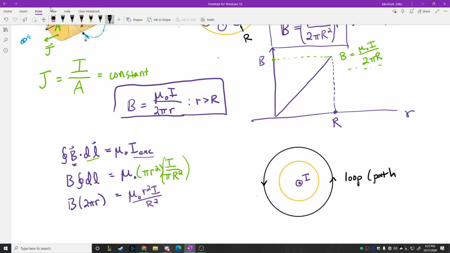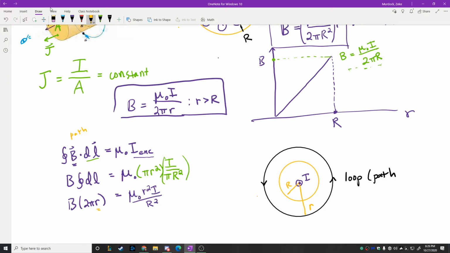Okay, so let's repeat the problem again. Now on the left-hand side, nothing changes, right? Because now we define this radius to be r, all the way out here, and this radius to be big R. So the radius for our path is what shows up here. The radius for that path is still r, and we can still make all the same arguments. The magnetic field is parallel to the path, and all the same stuff over here.